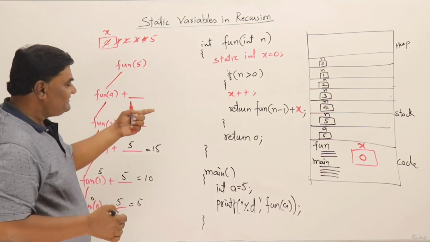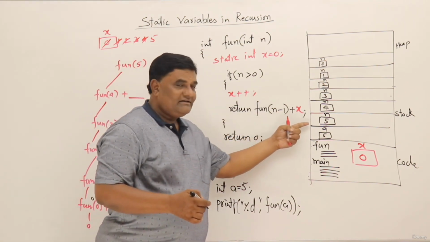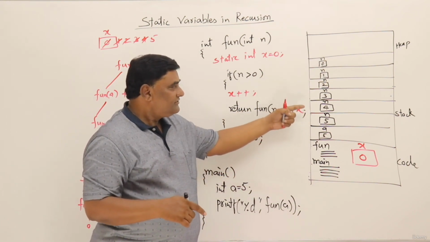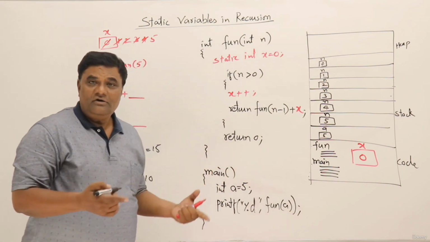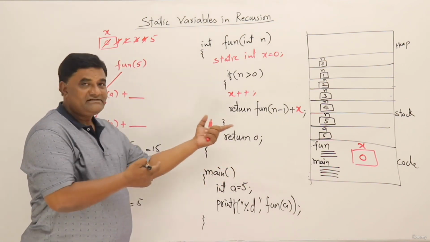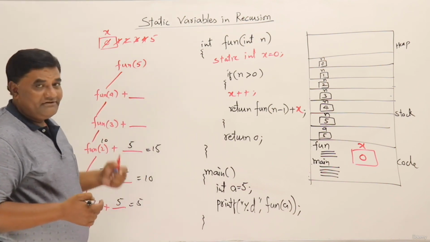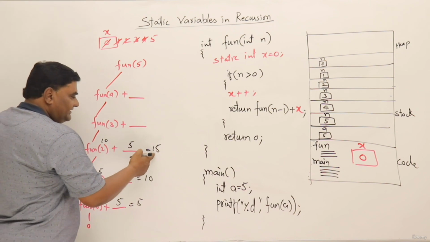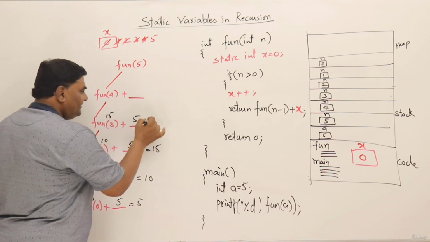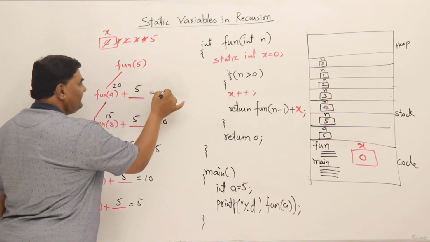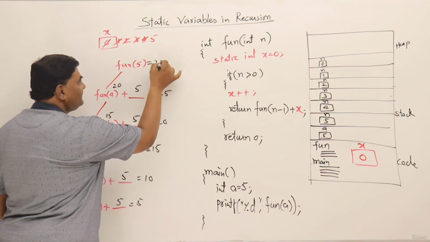See, in the previous example, we were adding n. So n was having its own value in each call, so those values were used. But now there is only one single copy of x. So each call will use that same copy, and right now it has value 5. So that same 5 is utilized by all. So this result is 15 plus 5, so this is 20. Then 20 plus 5 is 25. So the result of this function is 25.